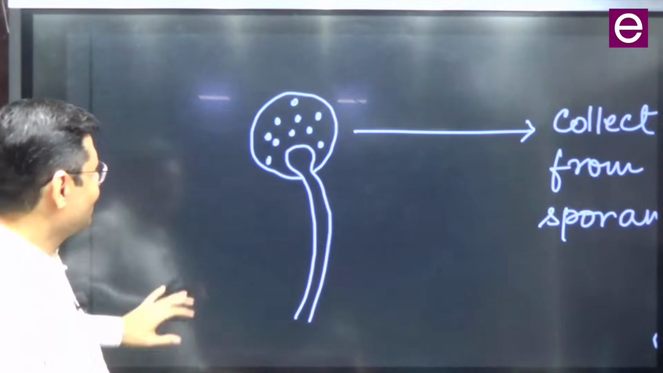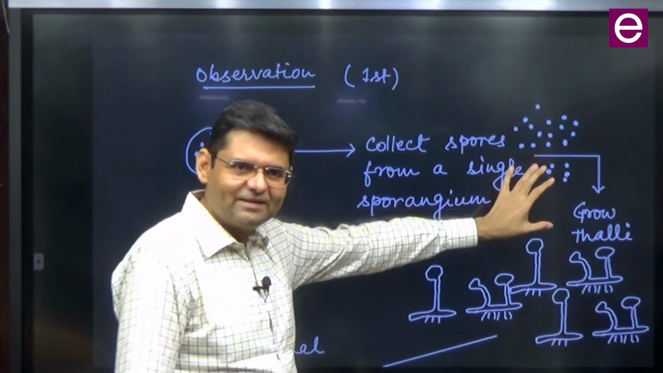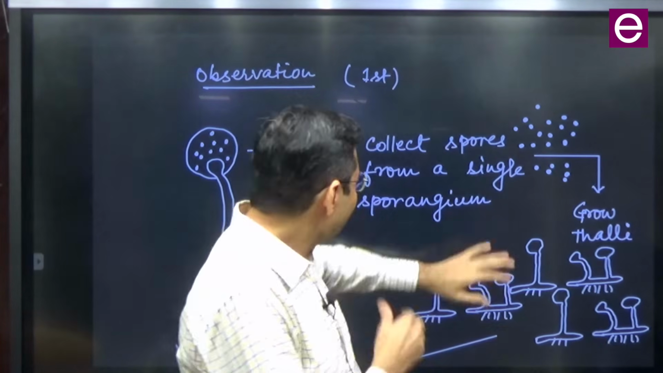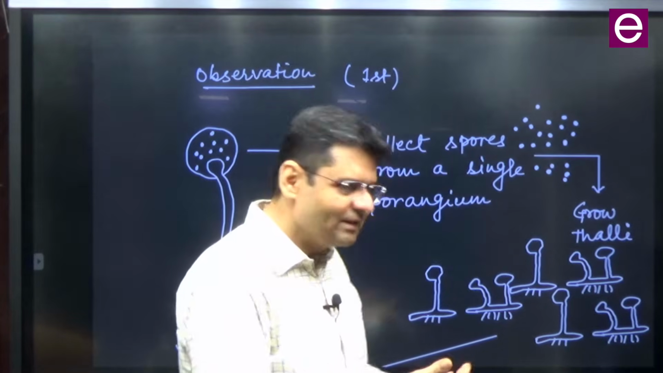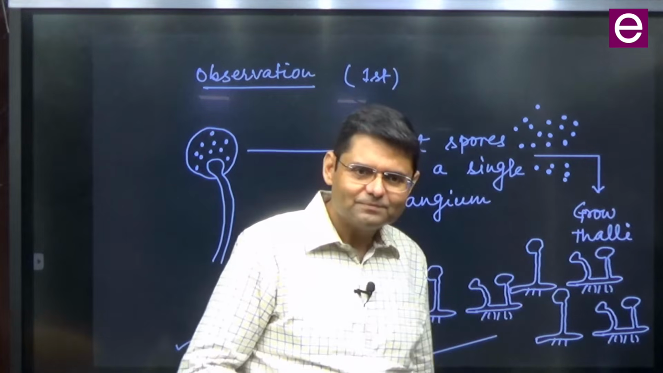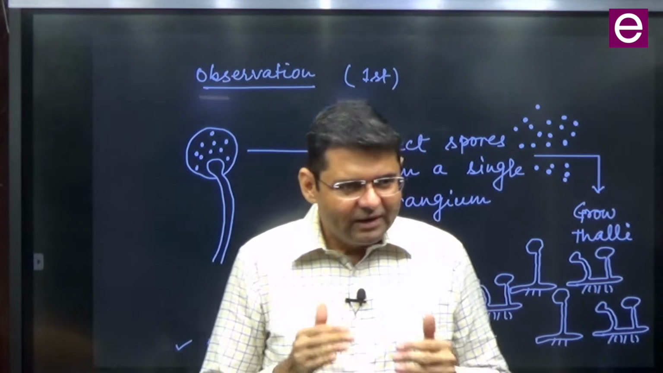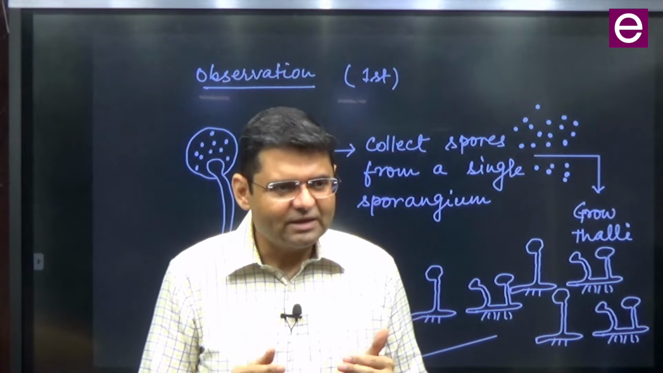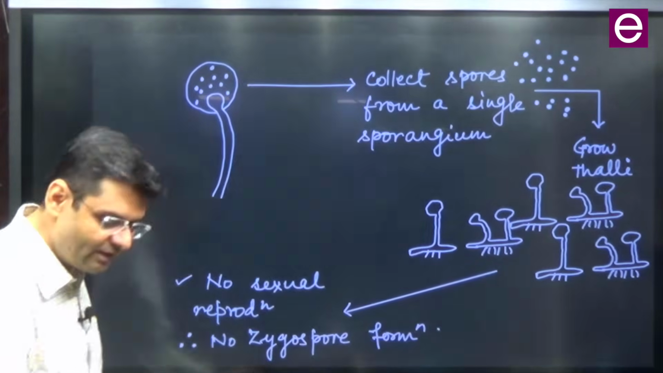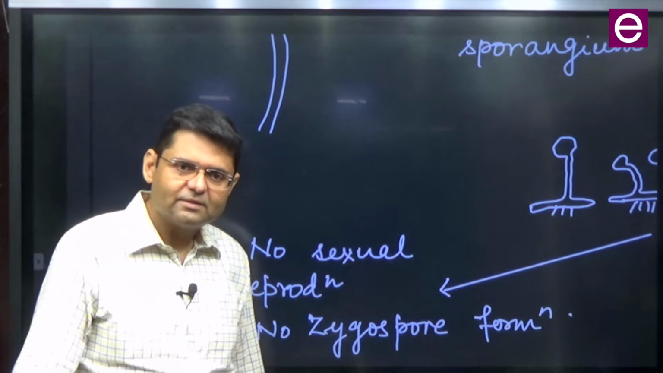What Blakeslee did, that he collected spores from a single sporangium in Mucor. Mucor is brother of Rhizopus. So from a single sporangium, he collected the spores, and then on a suitable medium, he grew these thalli. So these thalli grew. So he allowed it to grow, mature and all. So at the end, in zygomycota members, your expectation is that now I am going to see zygospore. Blakeslee noted that no sexual reproduction occurred, no zygospore formation happened.